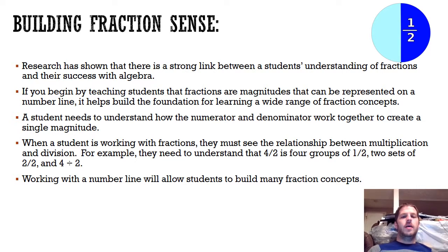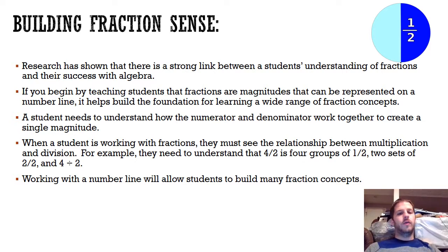For example, they need to understand that 4 halves is 4 groups of 1 half, 2 sets of 2 halves, and 4 divided by 2. Working with the number line will allow students to build many fraction concepts.